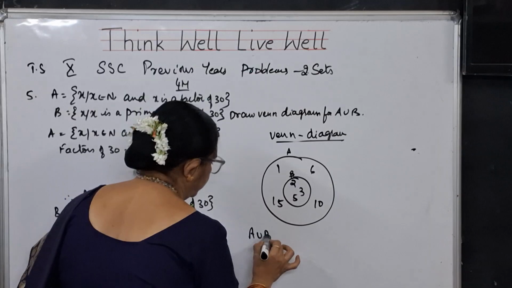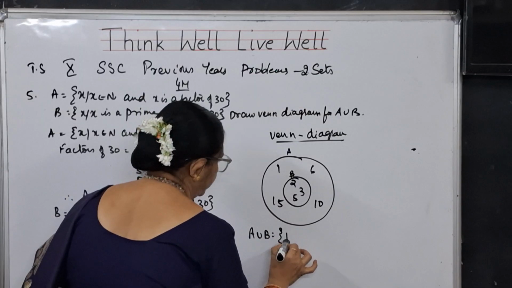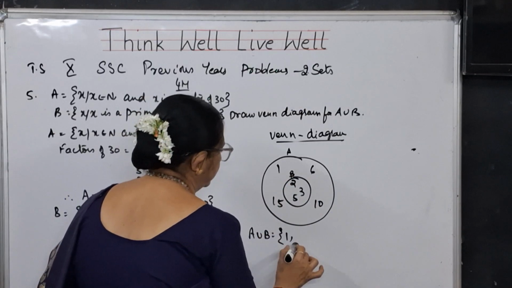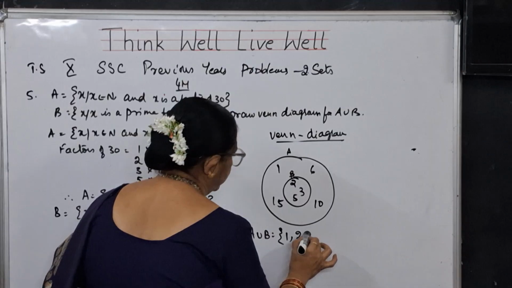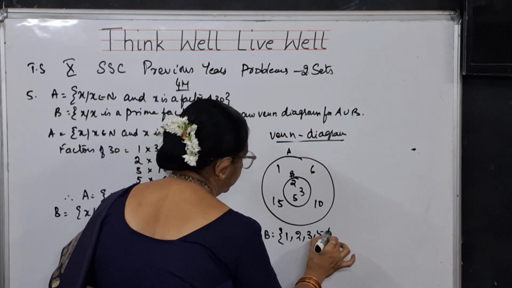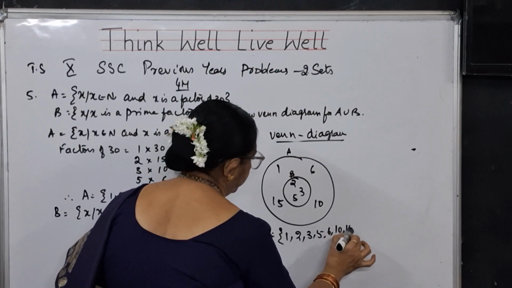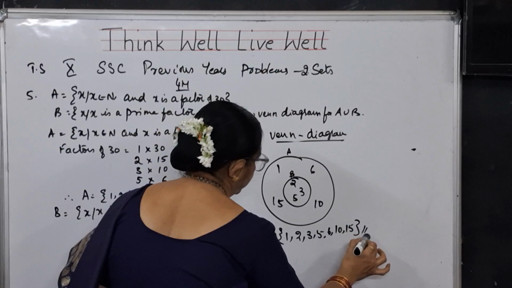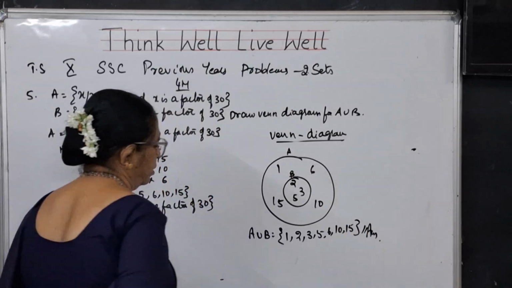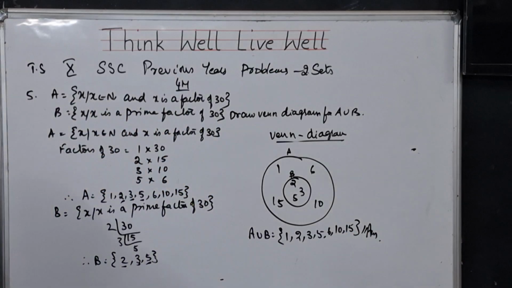So what is A union B? A union B is 1. Let us write the numbers in order: 1, 2, 3, 5, 6, 10, 15. So this is the answer for this problem, children. Please copy.